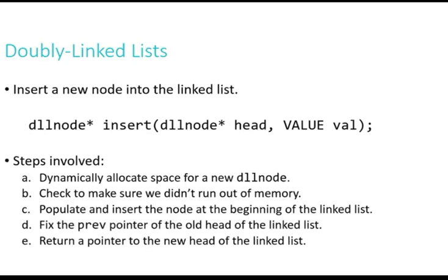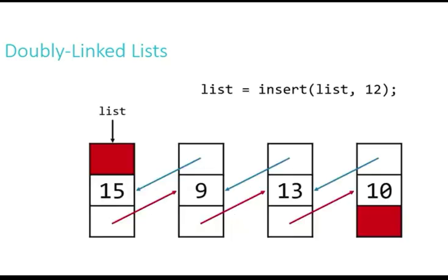We want to allocate space for a new node and check to make sure it's valid. We want to fill that node up with whatever information we want to put in it. The extra thing we need to do, rather, is to fix the previous pointer of the old head of the list. Remember that because of doubly linked lists, we can move forward and backward, which means that each node actually points to two other nodes instead of just one. And so we need to fix the old head of the list to point backward to the new head of the linked list, which is something we didn't have to do before. And then, as before, we just return a pointer to the new head of the list.